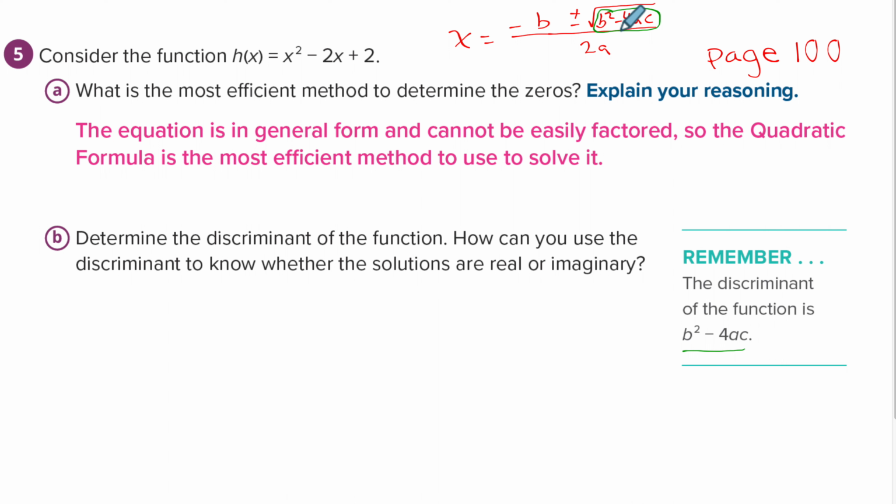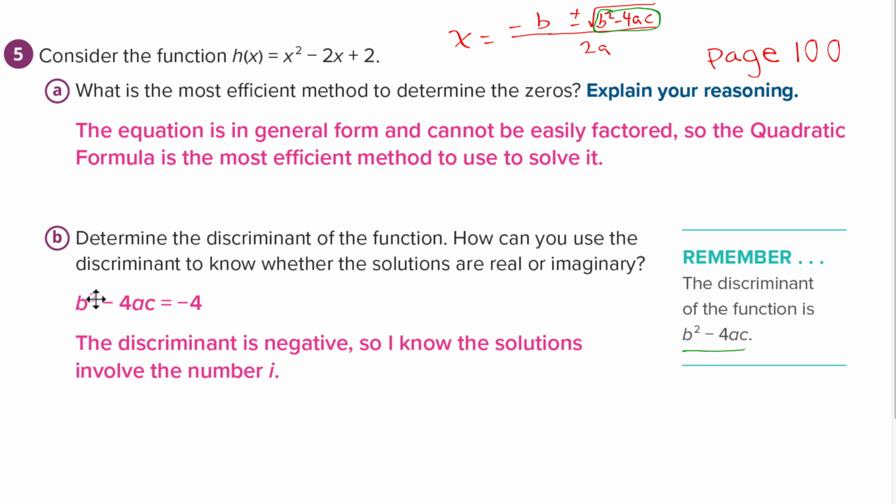But if you work out that discriminant and you get a negative, guess what happens? Then the function has imaginary roots. So if b squared minus 4ac is negative, which in this case you get a negative 4 when you work it out, go ahead and work it out. Make sure you get that. Then you know the solutions will involve a number i because it's negative, and we'll have imaginary solutions.